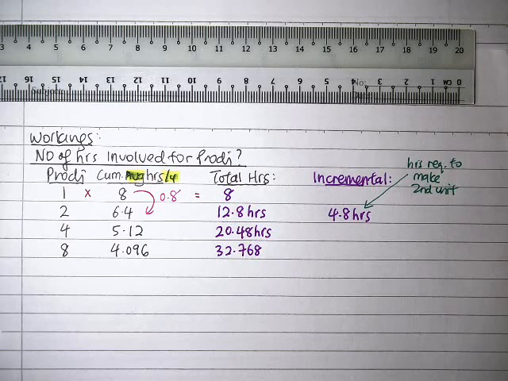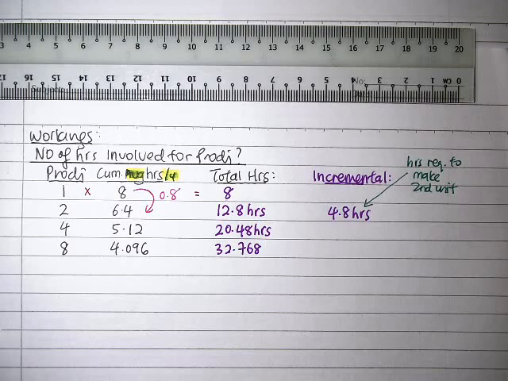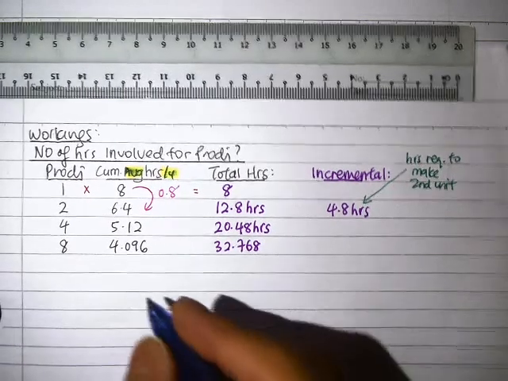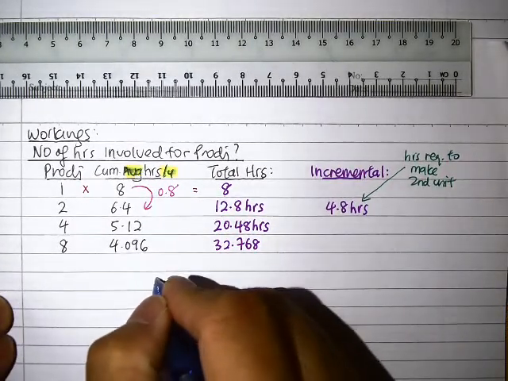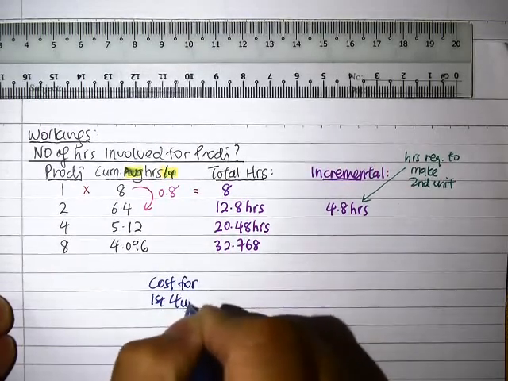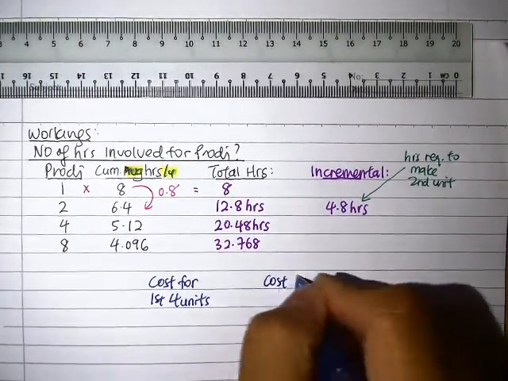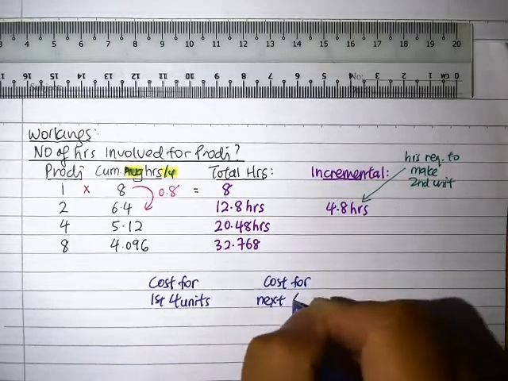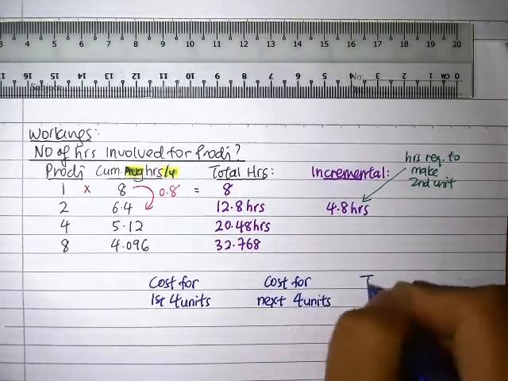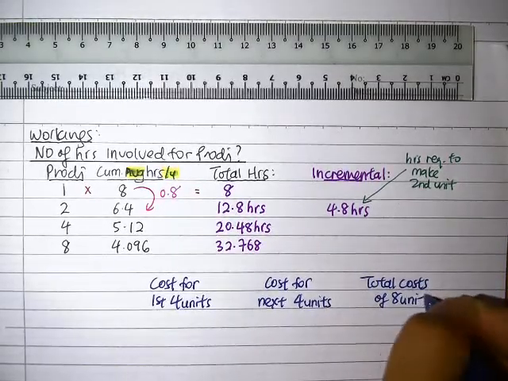So what we need is to work out the selling price. You calculate the selling price by taking a 200% profit markup, based on the cost for all the 8 units. It's a simple calculation. Now I'm going to work out the cost for the first 4 units, the cost for the next 4 units, and the total cost of 8 units.